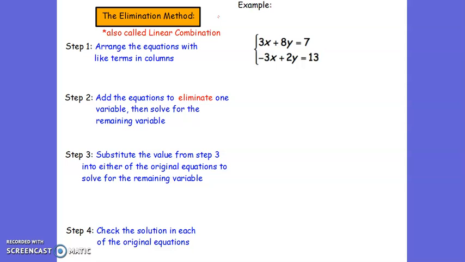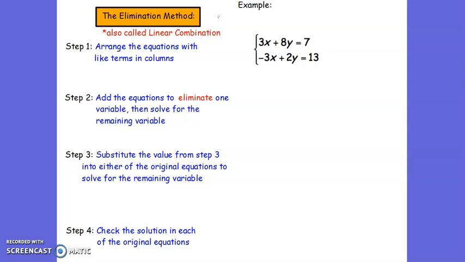Alright, this video will help you solve a system of linear equations via a method called elimination. Or this is kind of the basics of elimination when the numbers line up nicely. So you notice on the right here we have a system of equations. 3x plus 8y equals 7, negative 3x plus 2y equals 13. All of our variables are lined up nicely. They're in standard form. Our x's and our y's and our constants are all sort of in the same places.